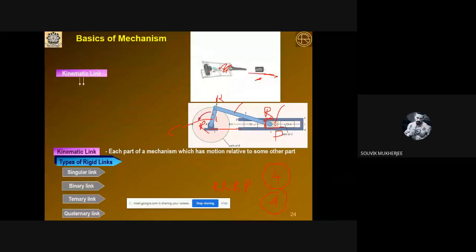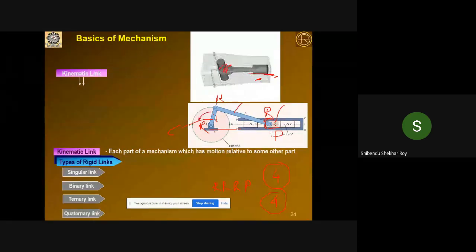Why is it closed? You just see, all are binary links. Link number 2 is binary. It is connected to link number 1 and link number 3. Link number 3 is also binary because it is connected to link number 2 as well as link number 4. Link number 4 is also binary because it is connected to link number 3 as well as link number 1. Link number 1 is also binary because it is connected to link number 2 as well as link number 4. So all 4 links are binary.